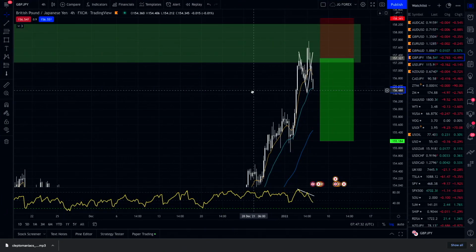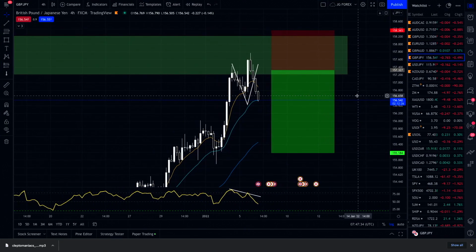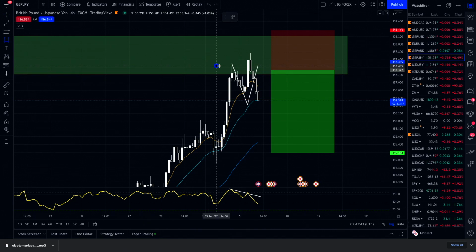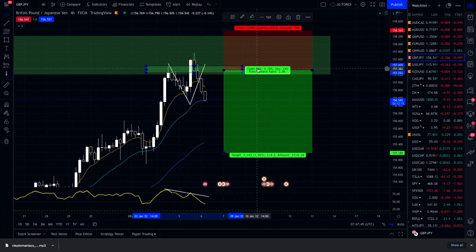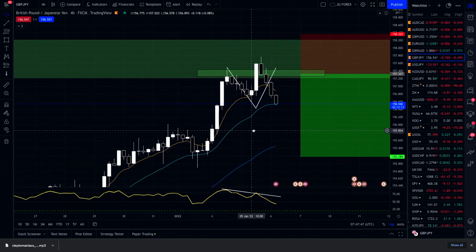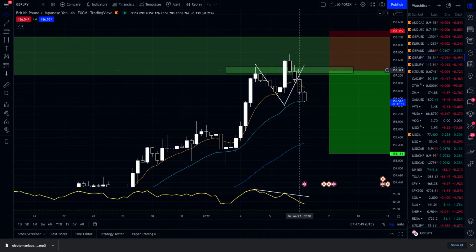So here's what I mean. We needed a test of the initial high but not a close above it. Now this candle here was the candle that tested it, so let's draw on the test zone. We needed it to test this zone here. Yes, this tested it, but what did it do? It closed above that high, meaning this was invalid.